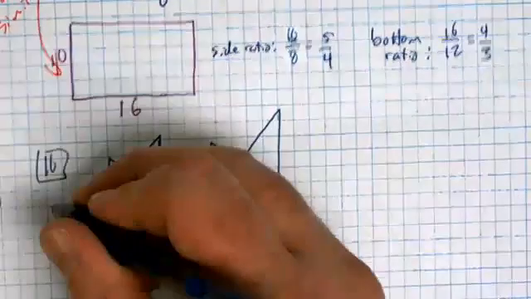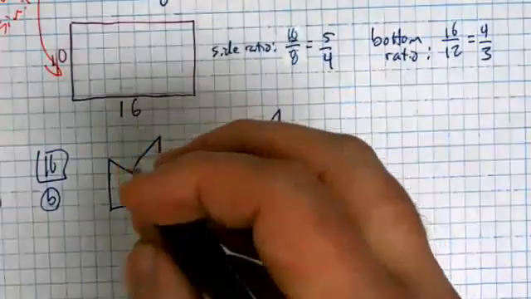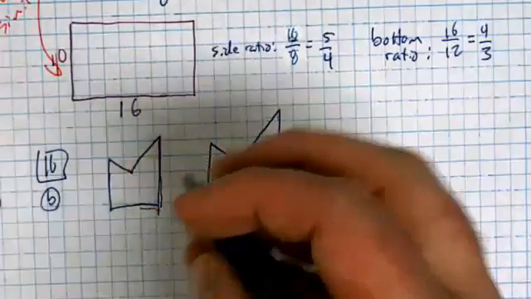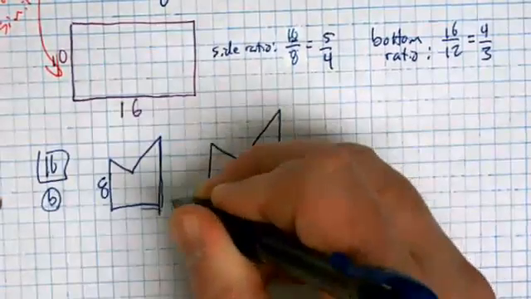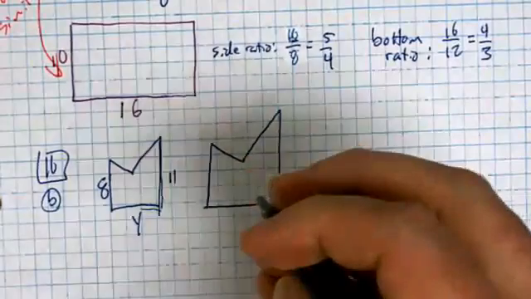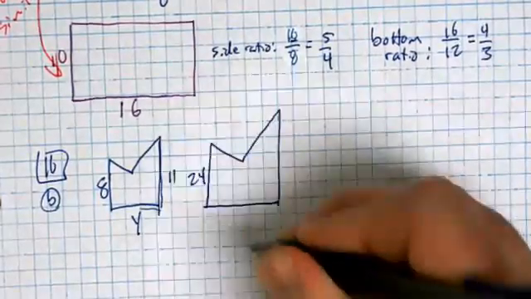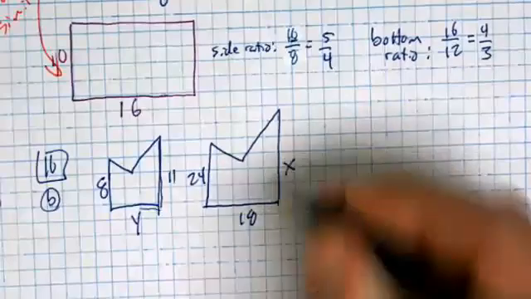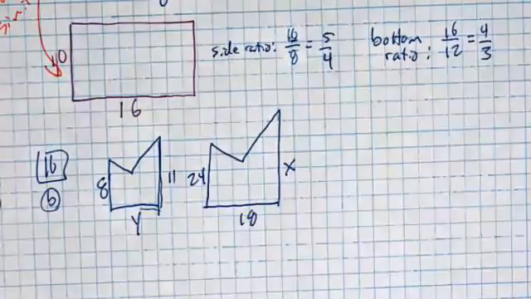This is part B, by the way. We're skipping part A. This one's got an 8, an 11, and Y. This one's got a 24, an 18, and an X. We're going to use the fact that we just established here to solve for X and Y.